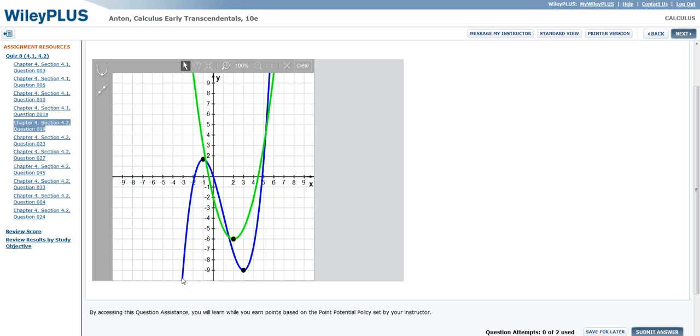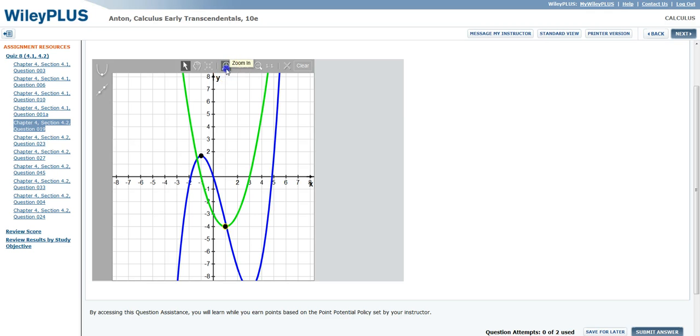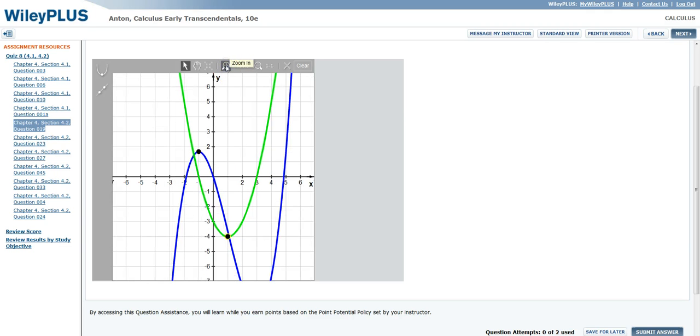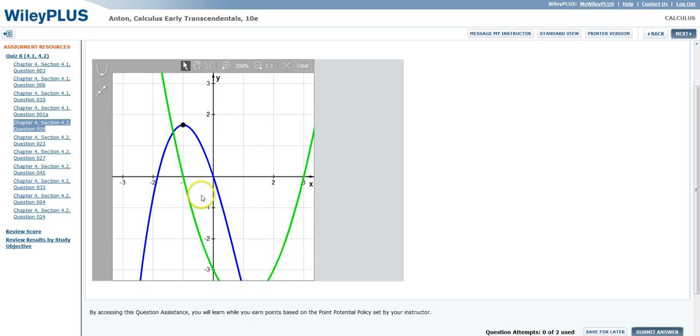I need to make sure that it's positive, or it's above the x-axis from -infinity to -1. So I have to move it so that the -1 and the 3 is 0. It's kind of tricky to line that up. So if you come up here on your toolbar, you can zoom in, and zooming in you can get a little bit closer to what's going on there.